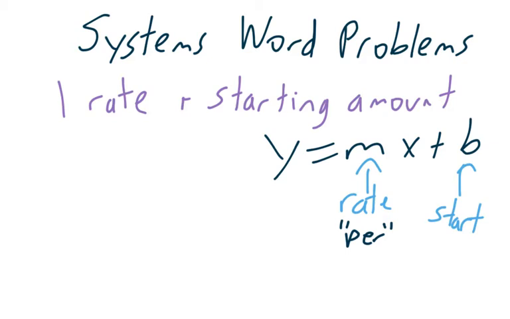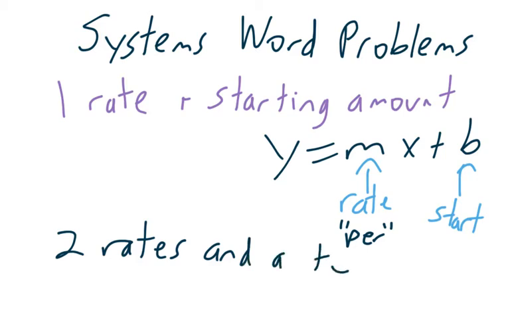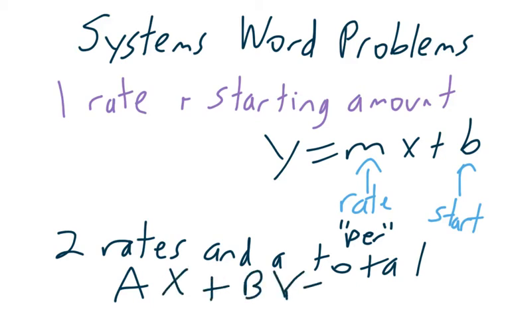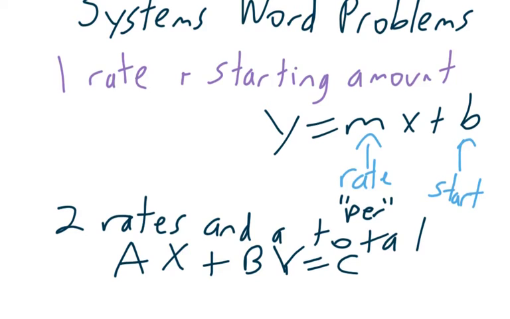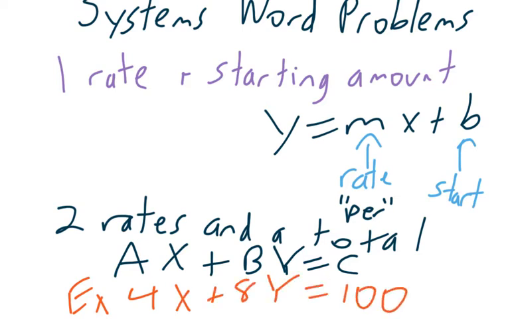And I'll give you an example. And we also have another one though. If you have two rates and a total, then that's going to be in standard form, which is ax plus by equals c. So in other words, you're going to have two variables there. So an example could be like 4x plus 8y equals 100. That would be an example if you had two rates. You're going to have two variables.